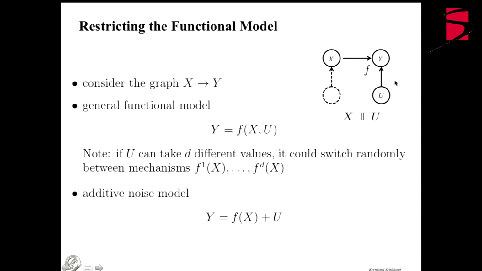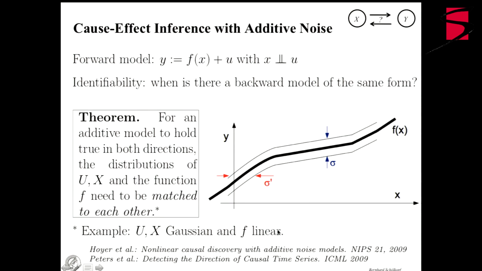So one way to make it simpler is to think of a first-order expansion in terms of the noise and consider the noise as additive. If we do this, then it turns out we can prove identifiability. So we can prove that if the data has been generated by such a model, then typically we won't be able to fit such a model in the backward direction. So there's only one direction in which such a model exists, up to some very degenerate cases down here. And the intuition is simple.